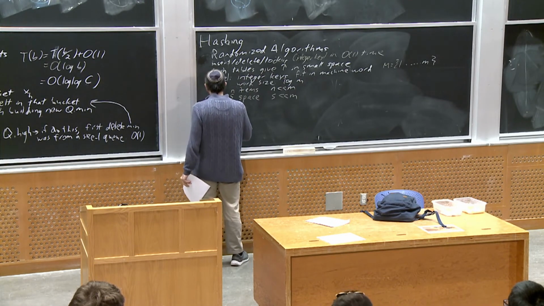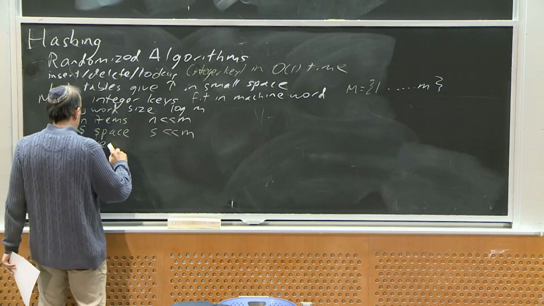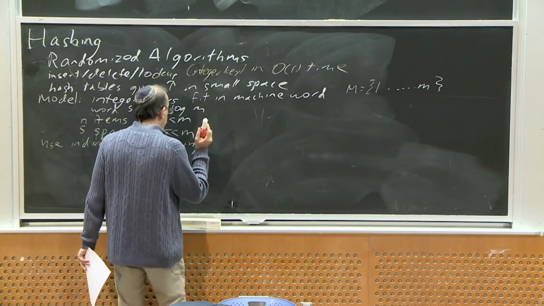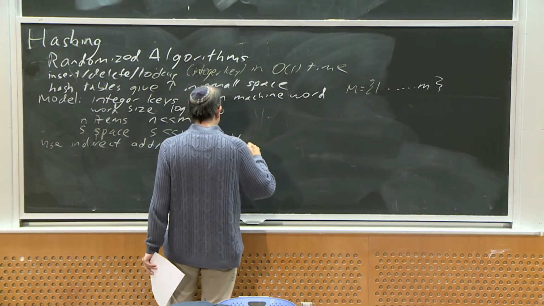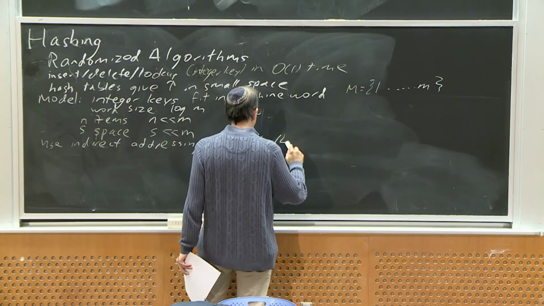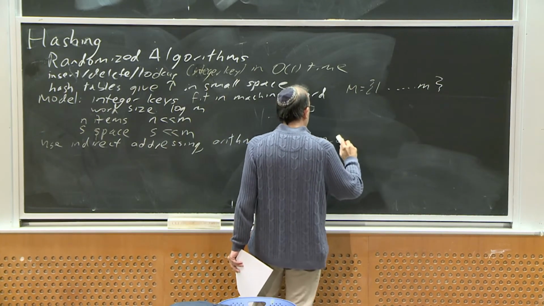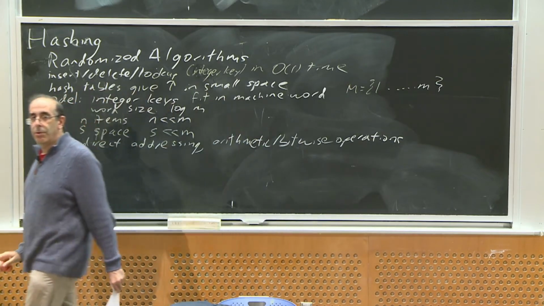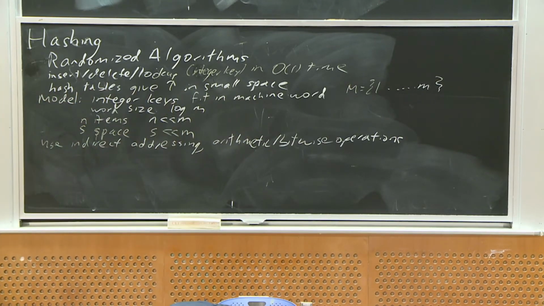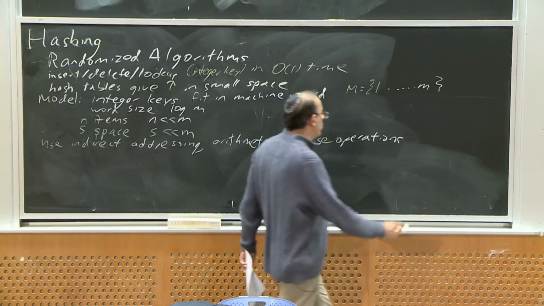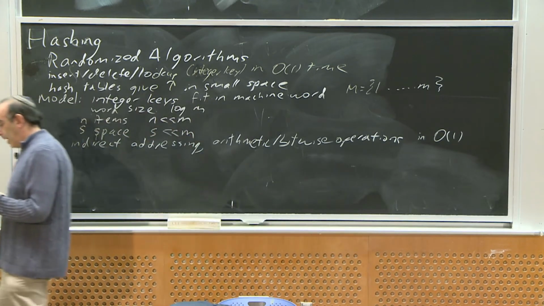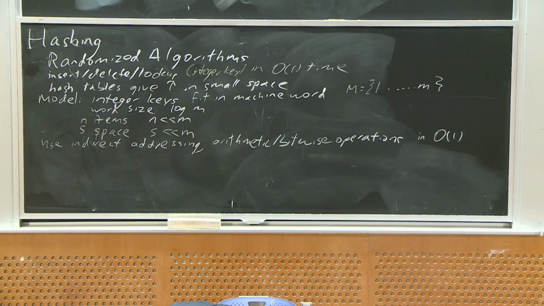And in addition to the indirect addressing that we've already been using to take advantage of arrays, we are also going to use arithmetic operations or other bitwise operations. So things like being able to add 2 words or multiply 2 words. And we're going to assume that all of these things can be done in order 1 time. Okay? So we're asking for more than we get with the bucket-based heaps. Okay?